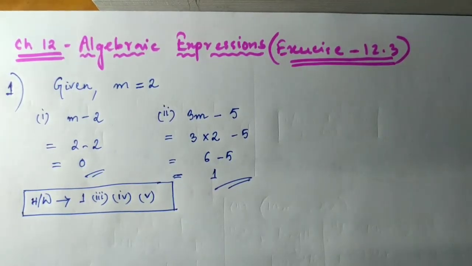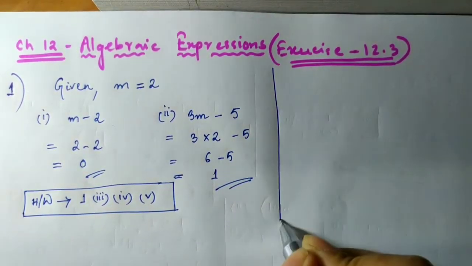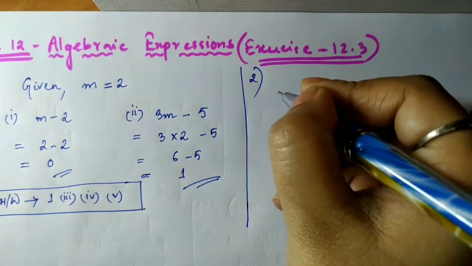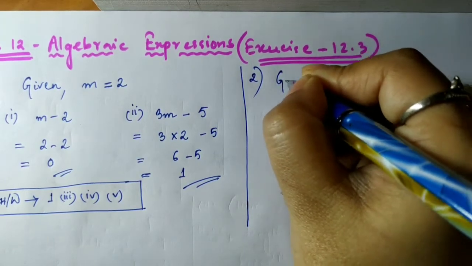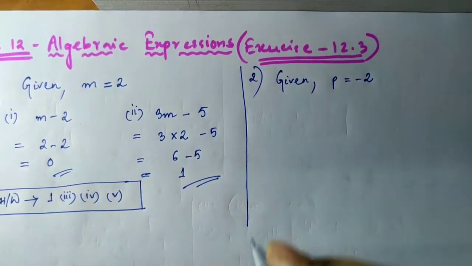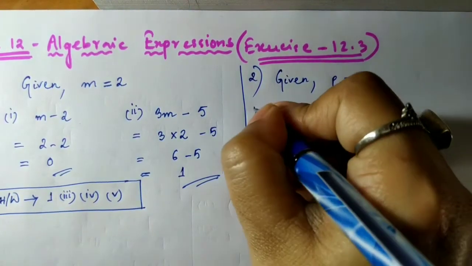Now let me show you number 2. It's also the same here. P is given. If p is equal to minus 2, find the value of. I'd like to show you one here. I'll just use this space here. Okay, question number 2, it's given p is equal to minus 2. Let me show you. Number 1 is very simple. Let me show you number 2.